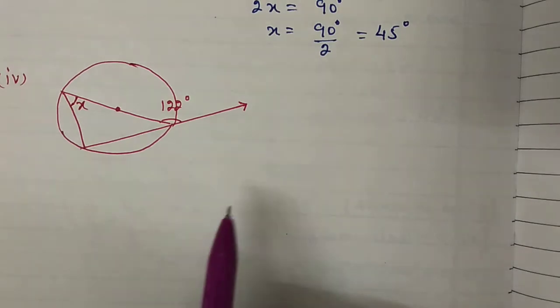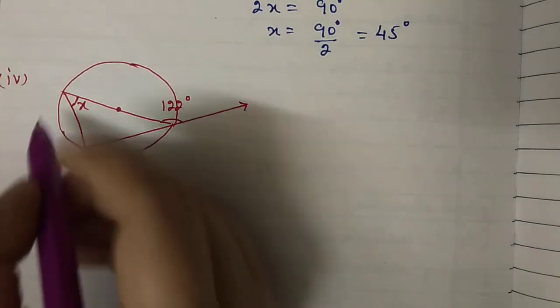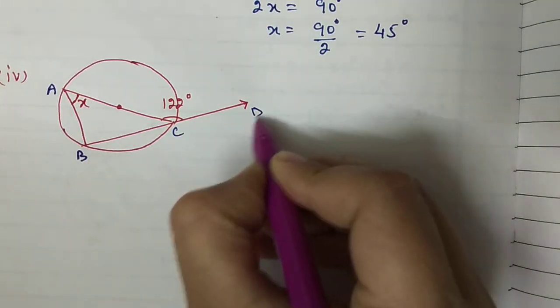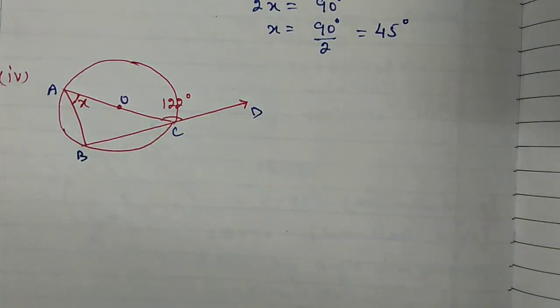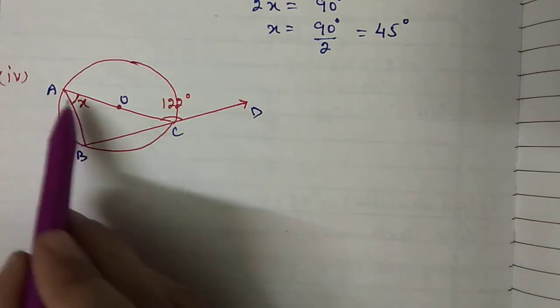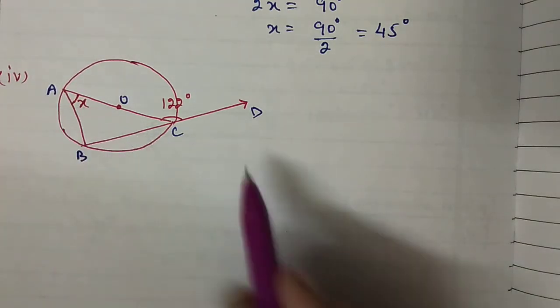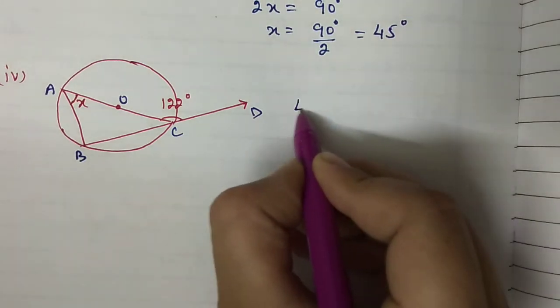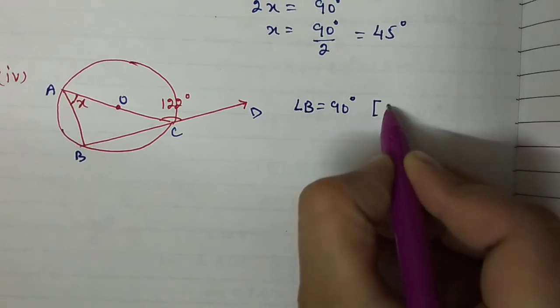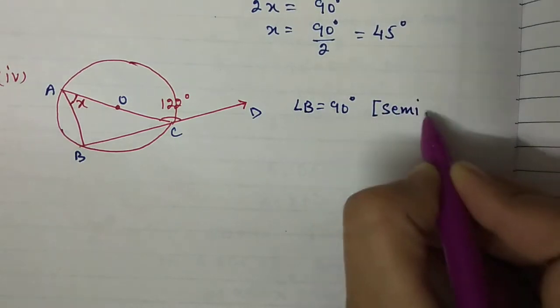Next, fourth part. Figure is given here. First we will name this figure A, B, C and D. This is given center O. So this B is a semicircle angle because AC is a diameter. It is passing through the center. So we can write here angle B is equal to 90 degrees. Reason is here semicircle angle.